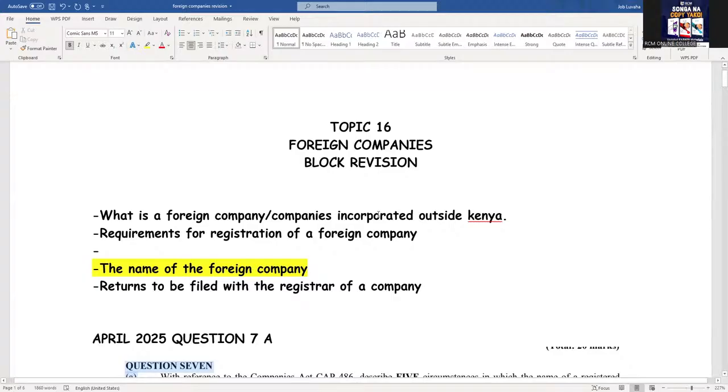Under this topic, we looked at what is a foreign company, and what are part of the requirements regarding registration of a foreign company. We looked at some of the breaches that a foreign company could end up finding itself in, and the filings that the foreign company should file with the register of companies, and other requirements regarding, for example, the name of the company.